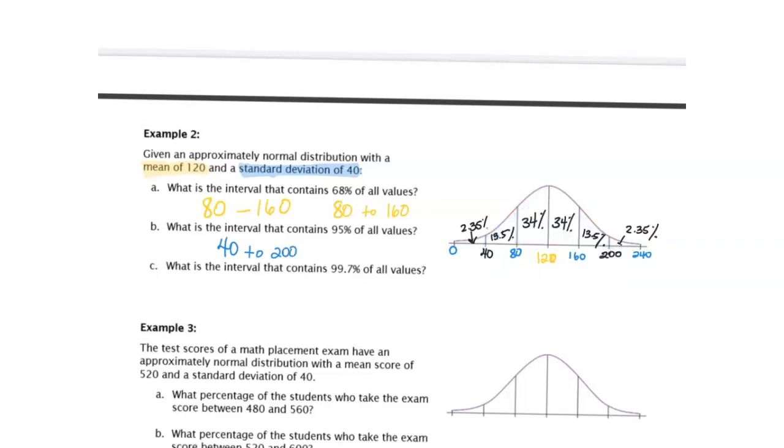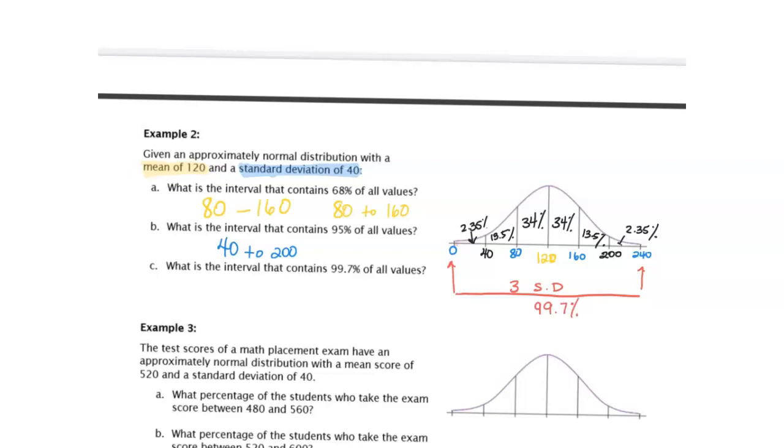All right. The last part, part C. What is the interval that contains 99.7% of all values? 99.7% is 3 standard deviations from the mean. So if you're at your mean, we go 3 to the left, 1, 2, 3. We're here. And 3 to the right from the mean, 1, 2, 3. We're here. Then we're talking about this interval. So this is 3 standard deviations. It's also known as 99.7% of our data.